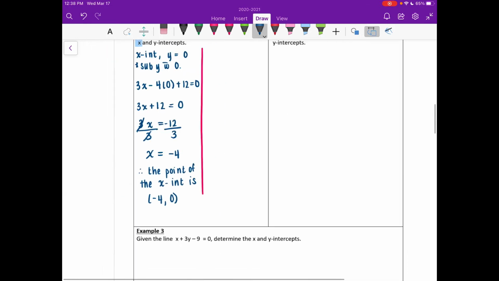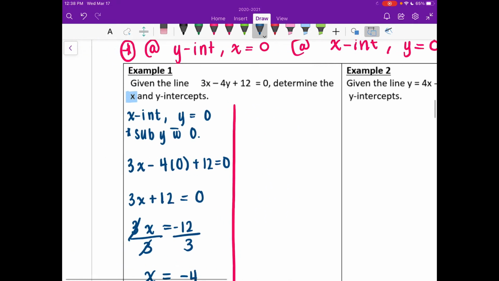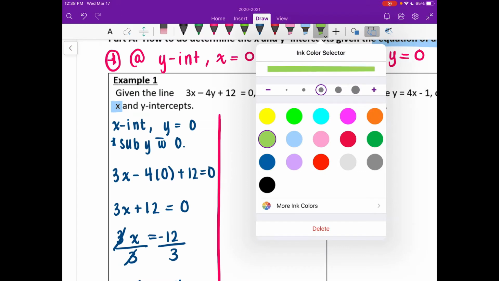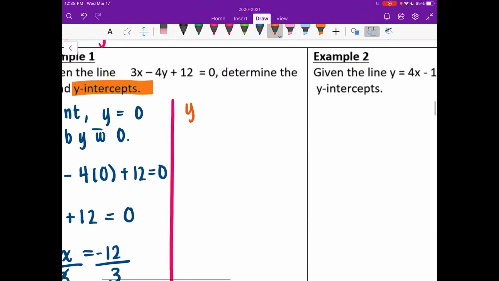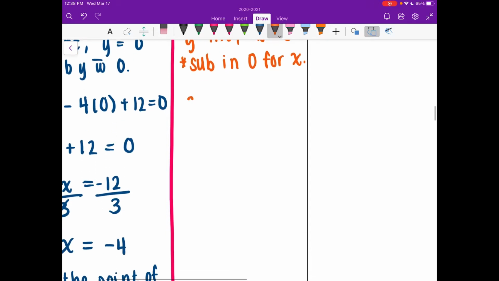Right? And let's just try to do that with the x-intercept. I'm going to do this with an orange marker right here. So I'm just going to go back and change this to orange. So the y-intercept is when x is equal to 0. So same idea, just sub in 0 for x. Right? So let's go do that.